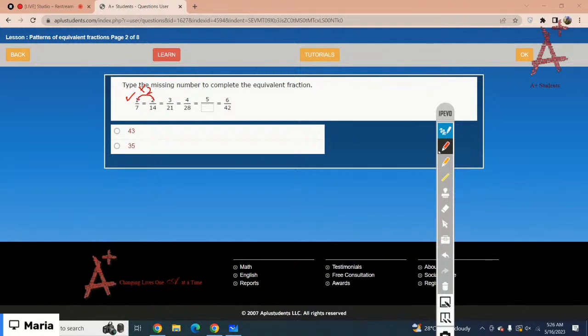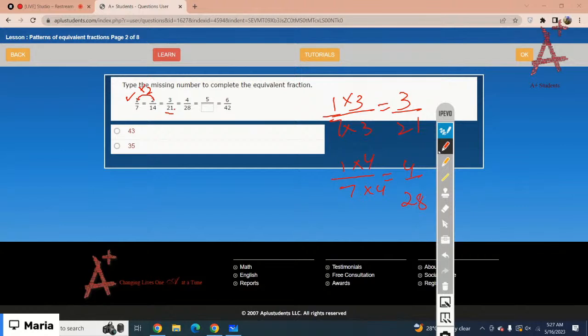Got it? Now for the third one, you have to multiply the same fraction by 3. 1 over 7 times 3. 3 times 1 is 3 and 3 times 7 is 21. See, the third one is 3 over 21. For the fourth, you have to multiply the same fraction by 4. 4 times 1 is 4 and 4 times 7 is 28.